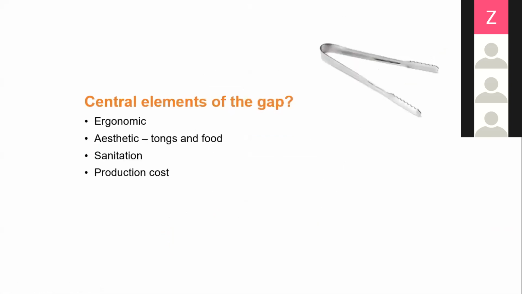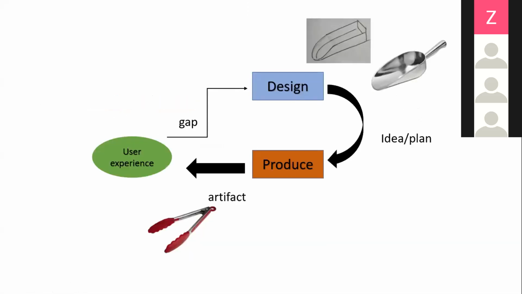So the central element of this gap in this particular story is this pair of tongs, we can say, which need to be ergonomic, which have to be aesthetic, they have to be hygienic, and the production cost also needs to be taken care of. And in any product that we have, there are micro level iterations and multiple life cycle or generation iterations.